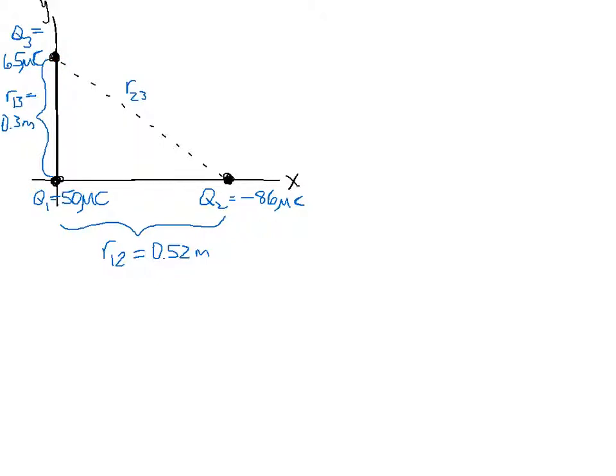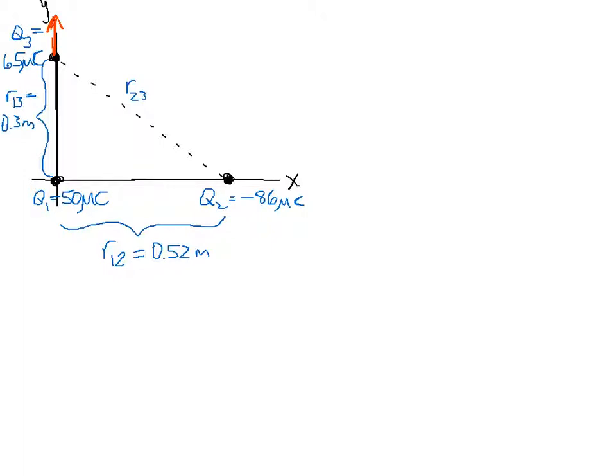So we're going to look at each one individually. What's the force on Q3 due to Q1, and then what's the force on Q3 due to Q2. Well, let's start with the force between Q1 and Q3. We'll first put the direction on there. Since Q1 is positive and Q3 is also positive, these two charges are alike, so they're going to repel each other. So Q3 is going to be pushed away from Q1, so we can put an arrow pointing upward.